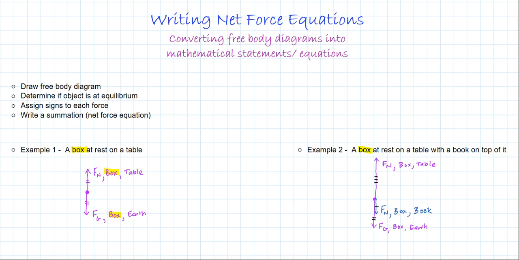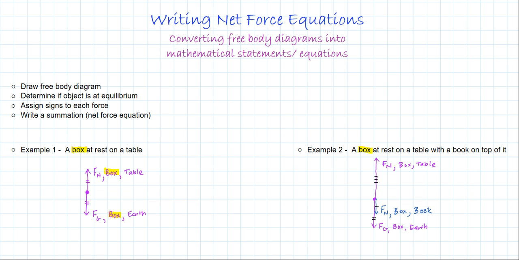So how do we go about doing that? Well, first we have to have a free body diagram. If ever in a problem it doesn't ask you to do that particularly first, make sure you actually do that in order to go through the next steps. So we draw free body diagrams. I have the examples from the previous video. Now we're going to determine if the object's at equilibrium.